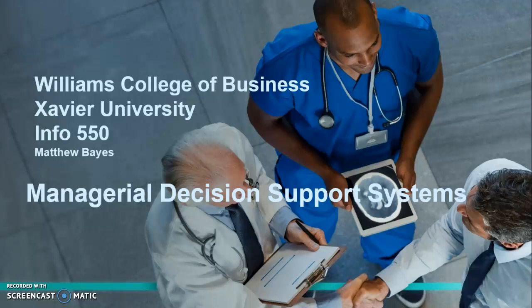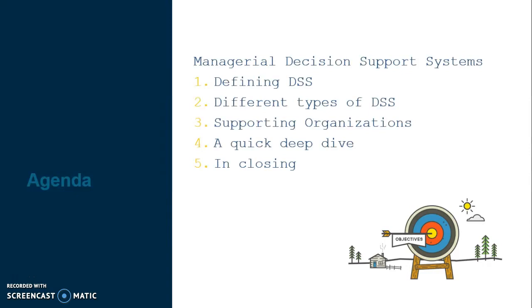Info 550 class. My presentation is on managerial decision support systems. Let's go ahead and get going. So first, we'll define a decision support system, what different types of DSS systems exist, different classifications. We'll go into how they support organizations. We'll do a quick dive into practical application, and then we'll leave in closing with a summary and leading questions into the forums.